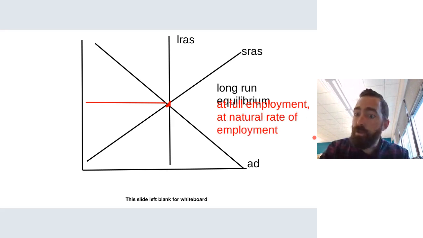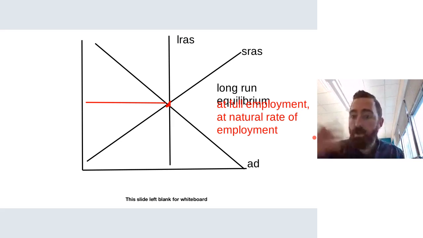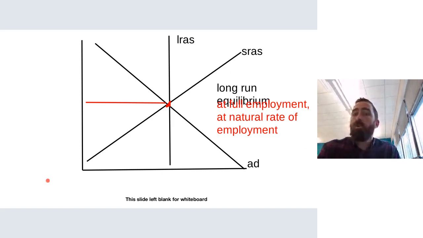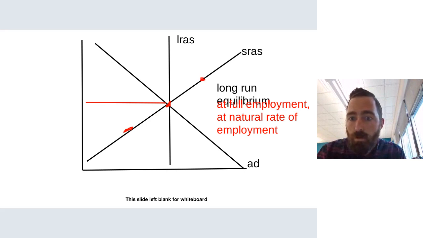Remember I talked about how the AP likes to use a few different terms to describe the same thing. Long-run equilibrium, full employment, natural rate of unemployment. They're all the same thing. It's the goal. It's where you want to be as an economy. Okay? So if you're at that point, you're in good shape. Now we're going to talk about what if you're not at that point? What if your short-run equilibrium is over here? What if your short-run equilibrium is over here? What economic situation is created then?